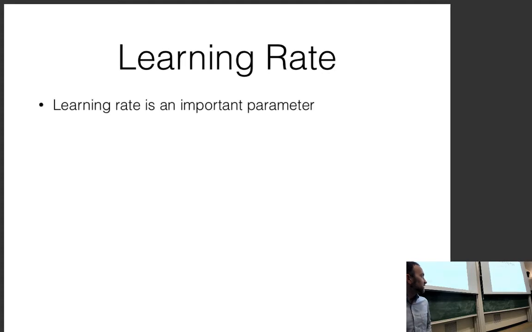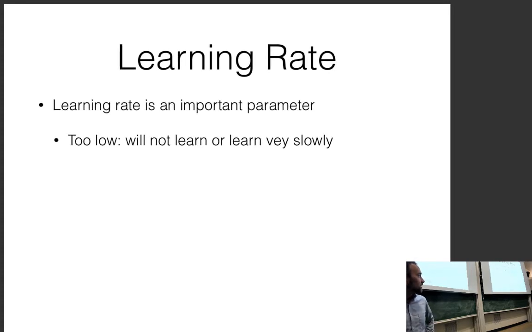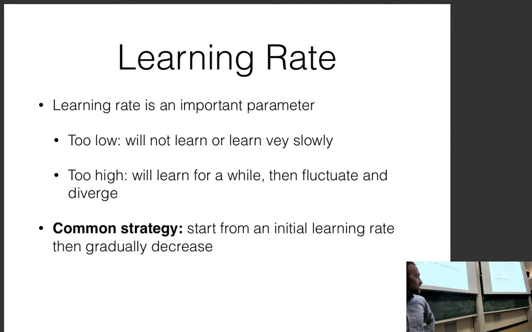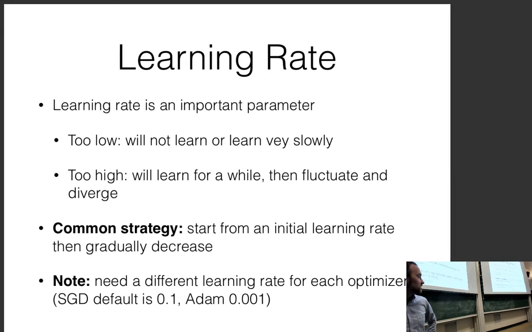So with respect to learning rate, the problem is if the learning rate is too low, you will not learn or learn very slowly. And if it's too high, you might learn for a while, but then without the loss decreasing all the way to 0, you may fluctuate around and get a non-zero loss that just never converges. So a common strategy is to start from an initial learning rate which is a little bit higher, and gradually decrease it.